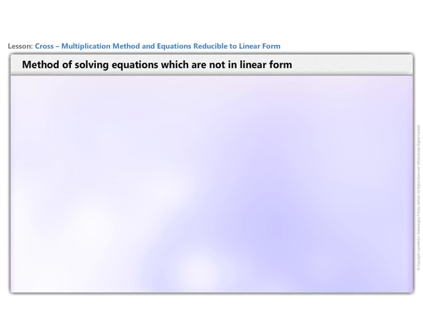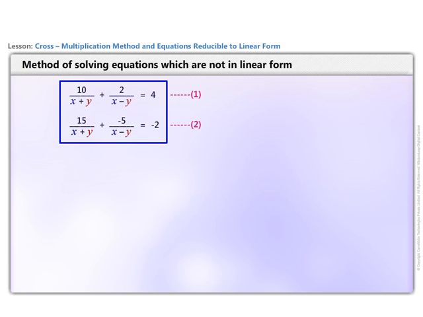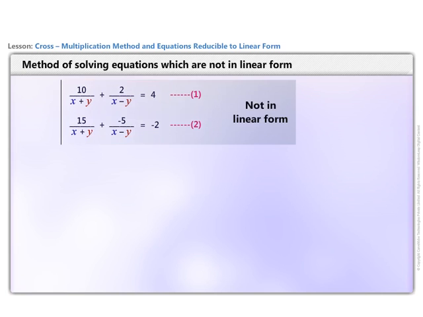Suppose the pair of equations are of the form 10 by x plus y plus 2 by x minus y is equal to 4 and 15 by x plus y plus minus 5 by x minus y is equal to minus 2. Are these pairs in linear form? How would you solve them? No, the equations are not in linear form. They can be solved by converting into linear form.